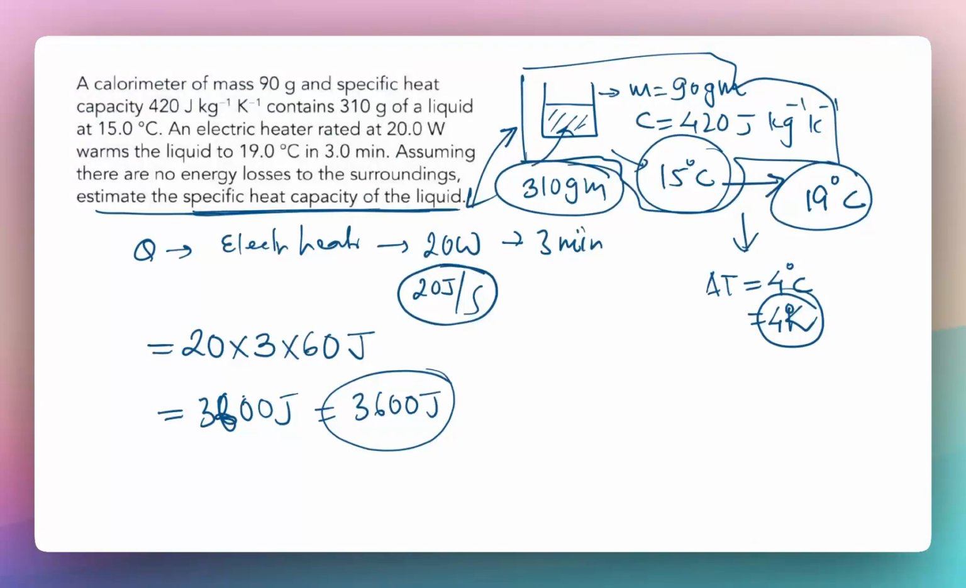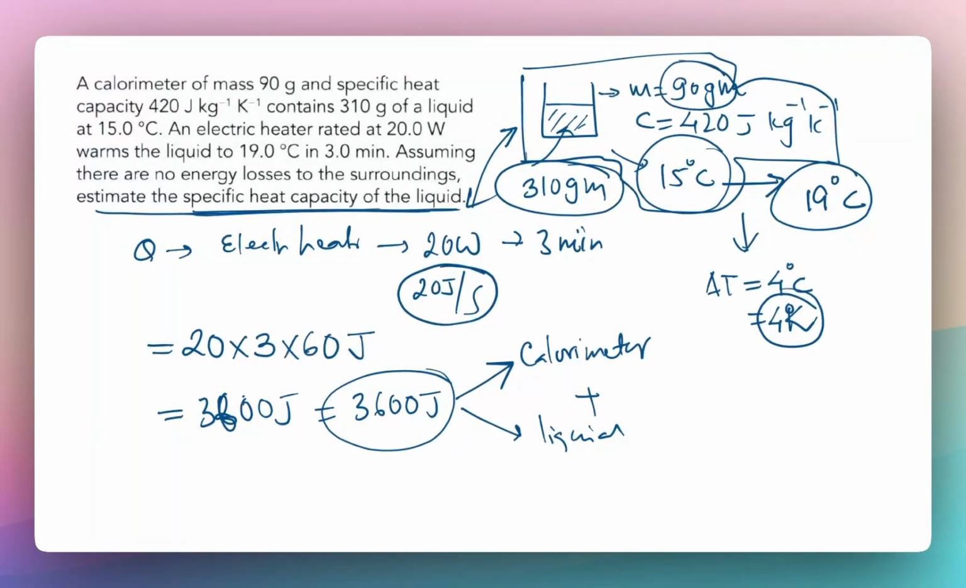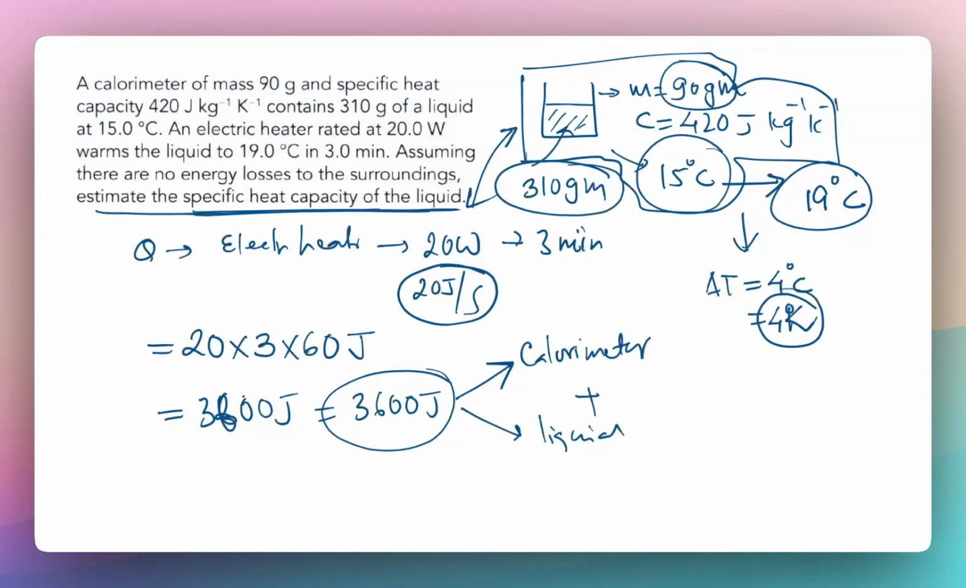Okay, so we can now see who is going to consume the heat. This heat will be consumed first by the calorimeter, and second by the liquid inside. And this consumption will be exactly equal to 3600 joules, right? So let's see how much heat will be consumed by the calorimeter. For the calorimeter, we'll need the mass of the calorimeter, which is 90 gram. So we are going to apply the same formula: Q is equal to m c delta T, or m c delta T as we say it, right? For the calorimeter, its mass is 90 gram.